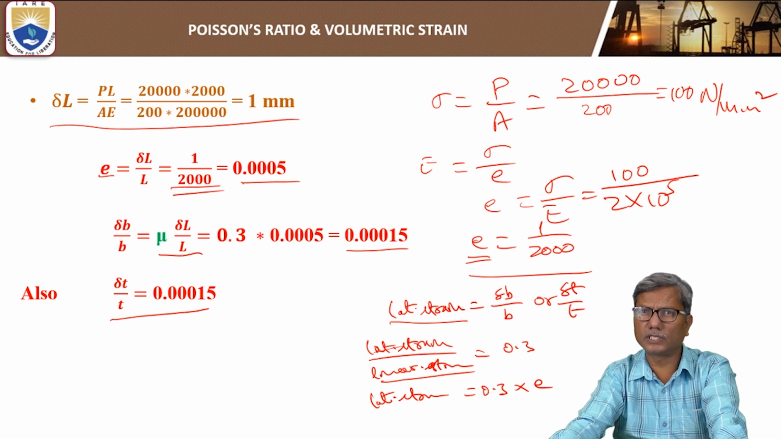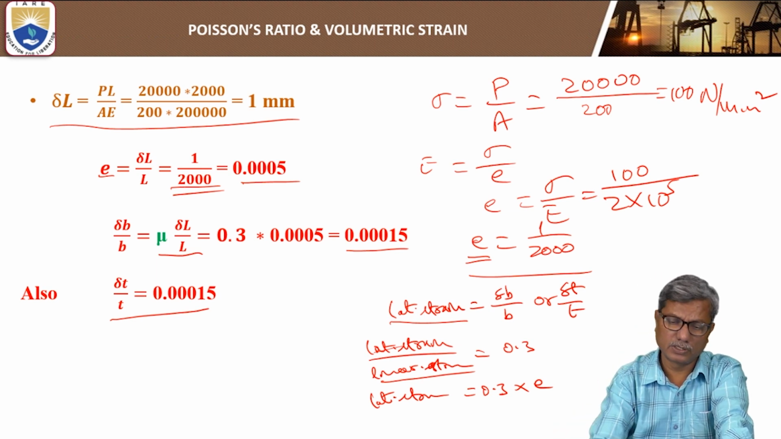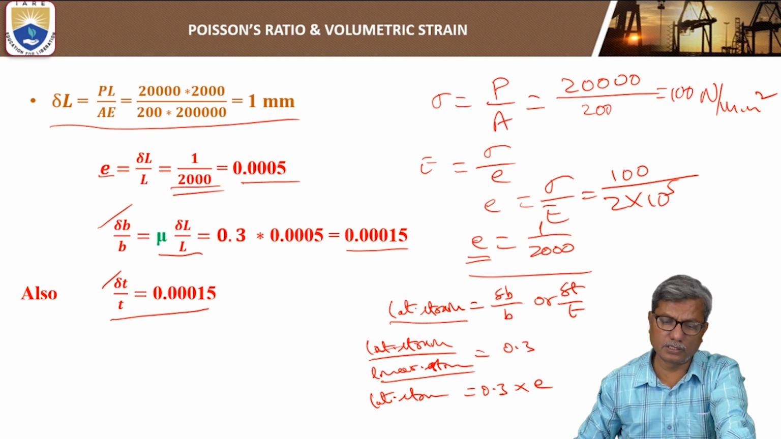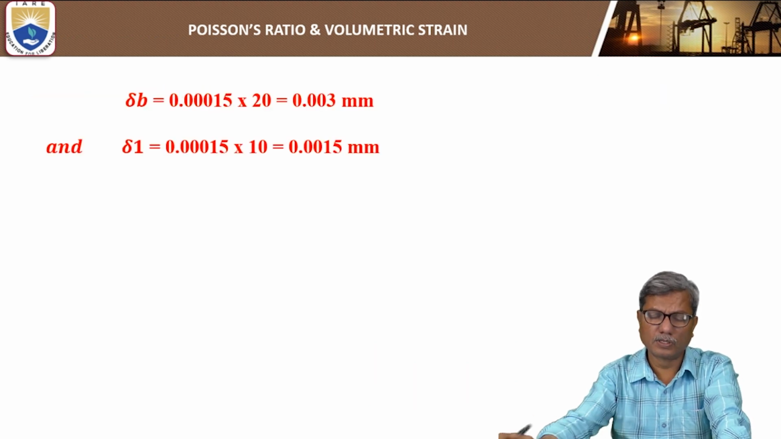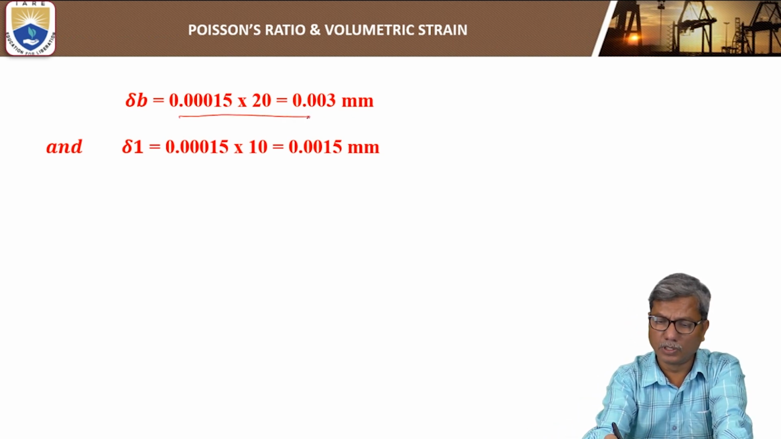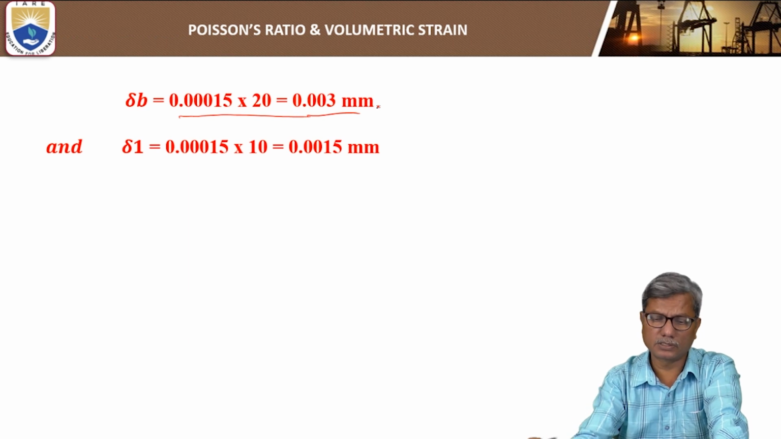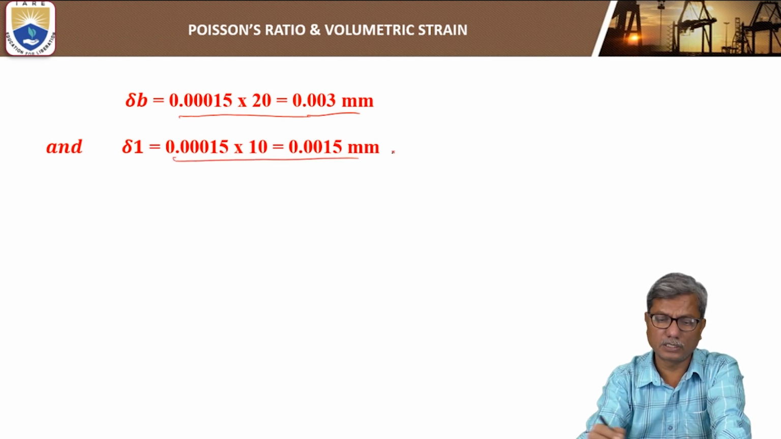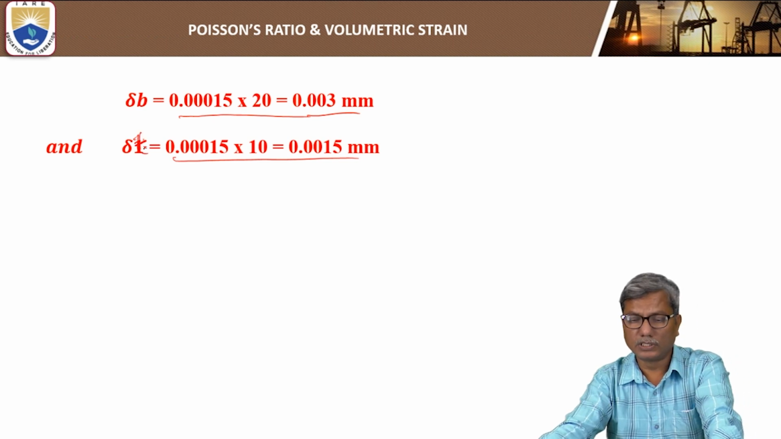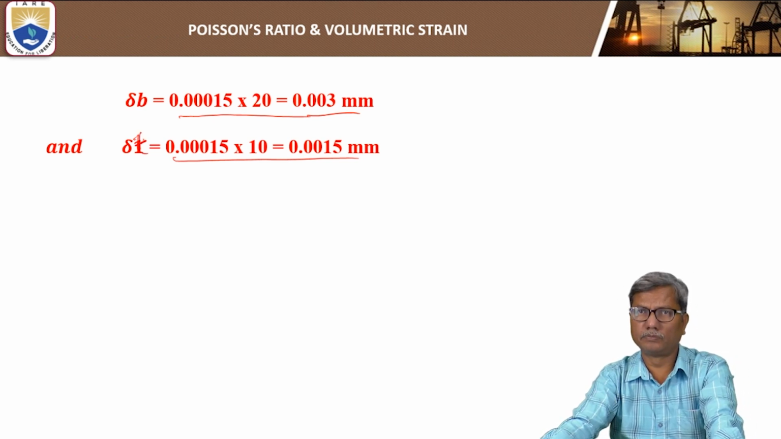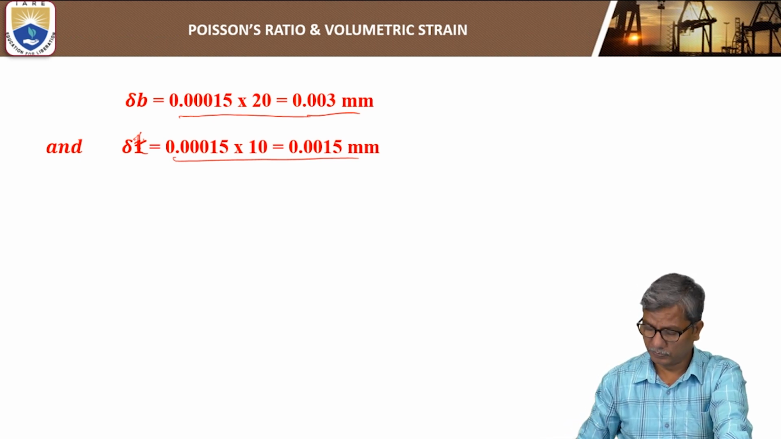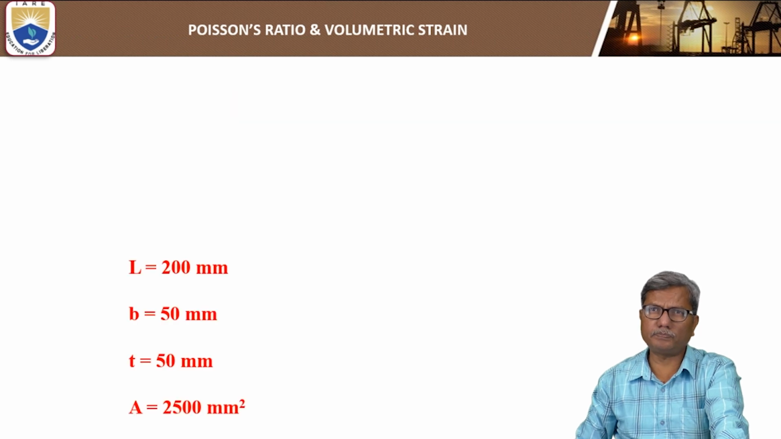So from this, we can calculate delta B and delta T, the change in width and thickness. Delta B is 0.003 millimeters, and delta T is 0.0015 millimeters. Okay, so this is one example.